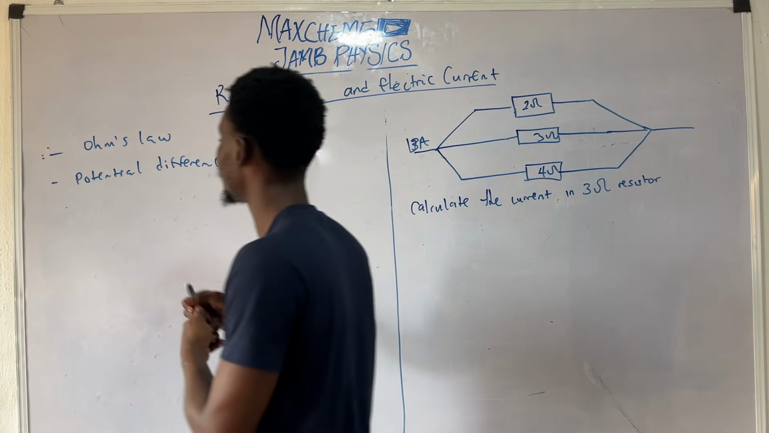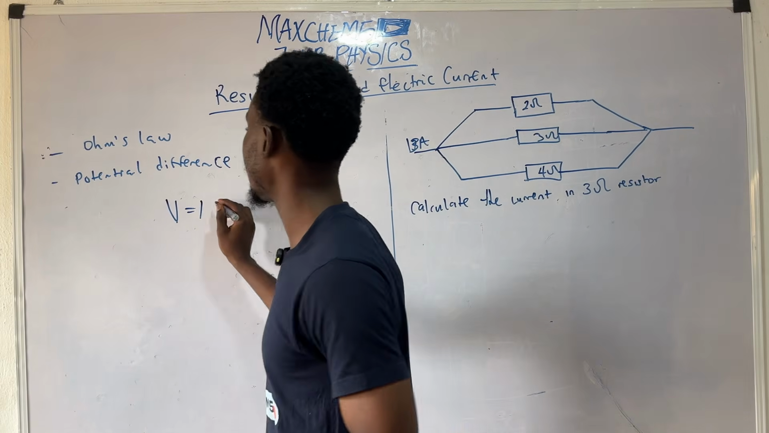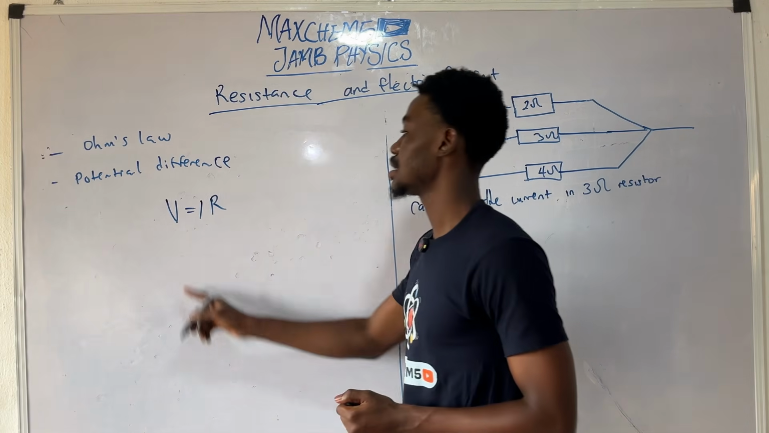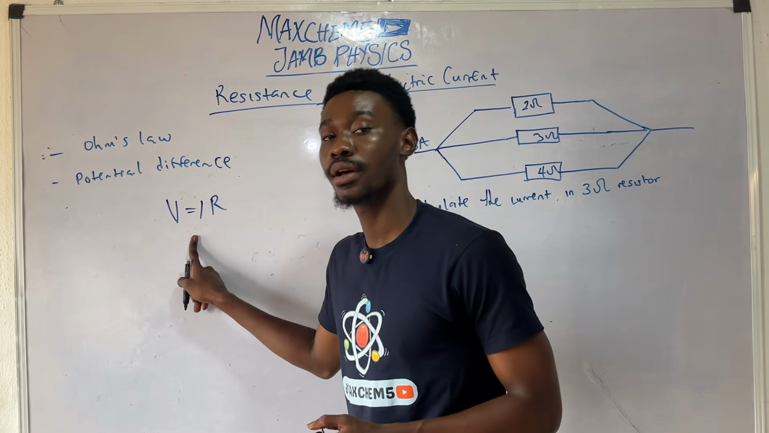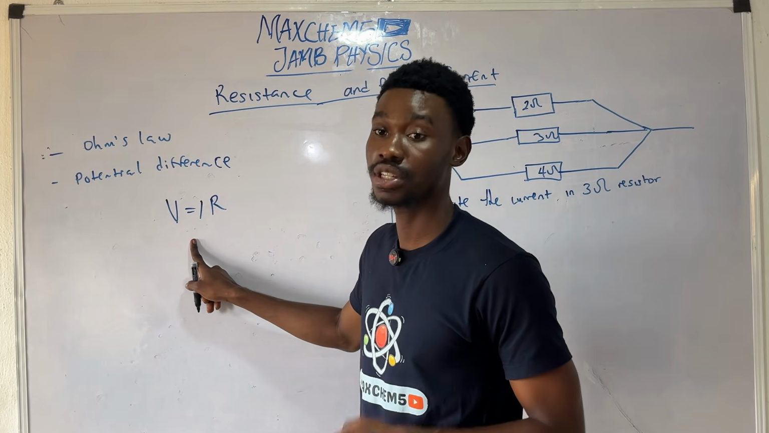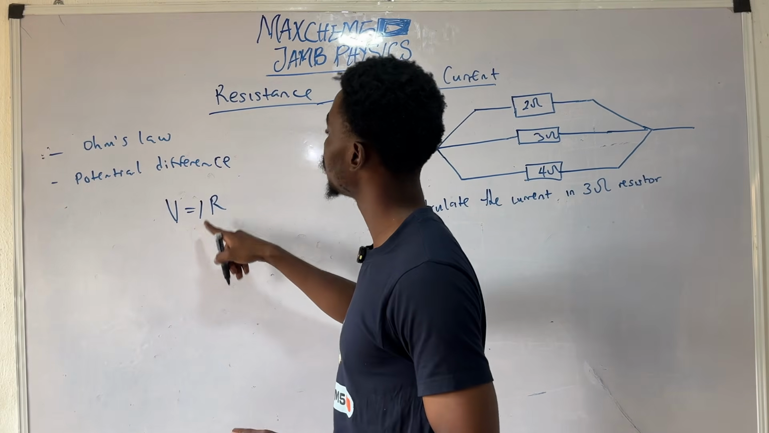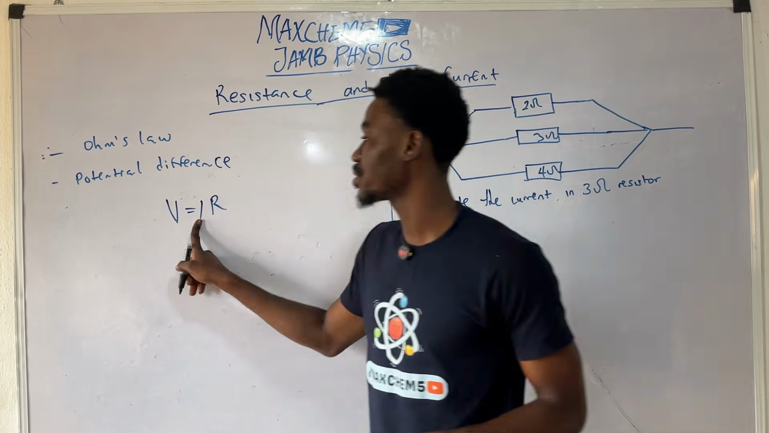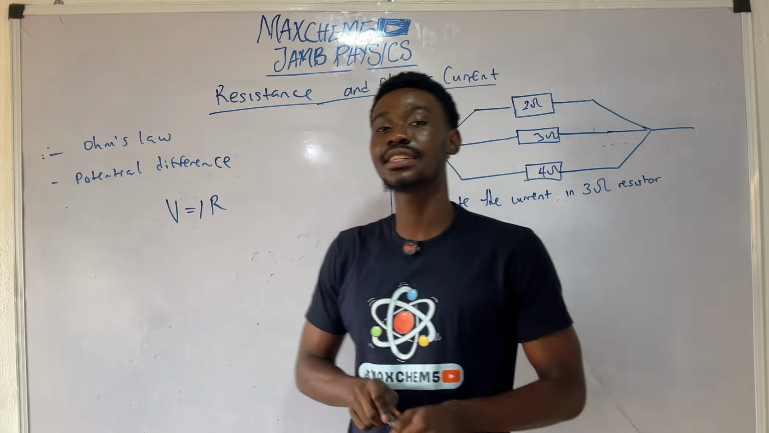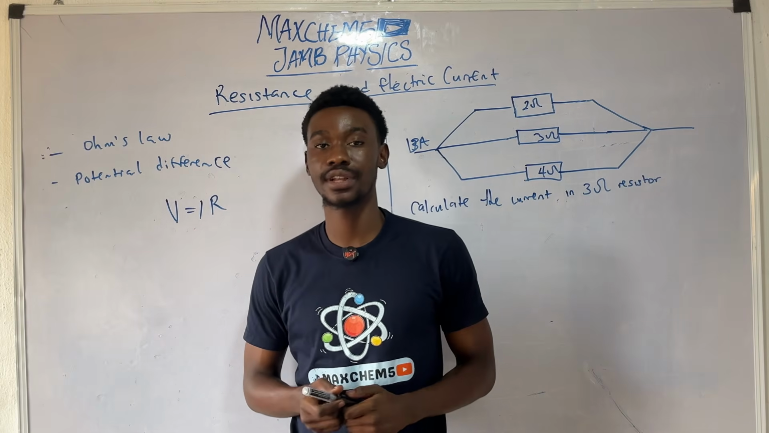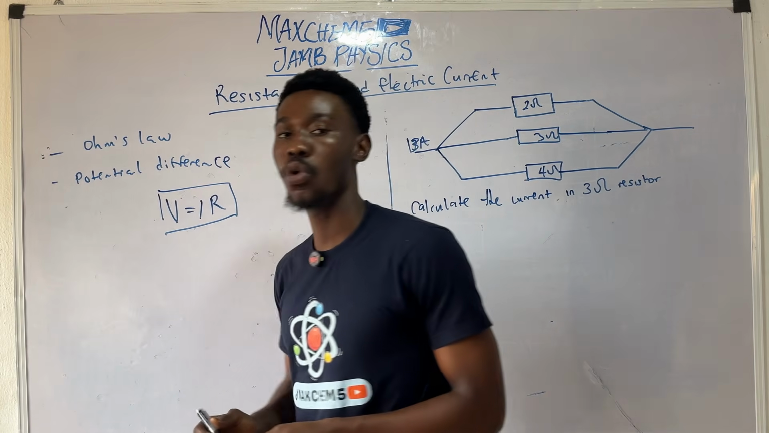So according to Ohm's law, V is equal to IR. That is, the potential difference is directly proportional to the current flowing through the conductor, or the current carrying conductor. So this is the potential difference, or the voltage. This is the current flowing through the conductor, and R is something we call the resistance. The resistance is simply the opposition to the flow of current. So V is equal to IR is Ohm's law.